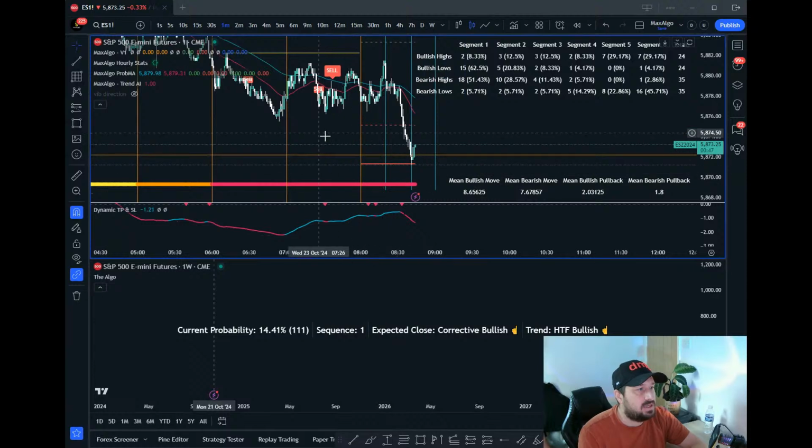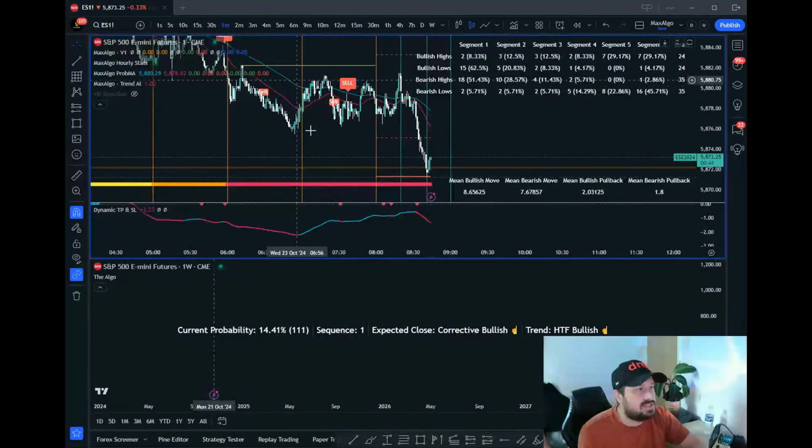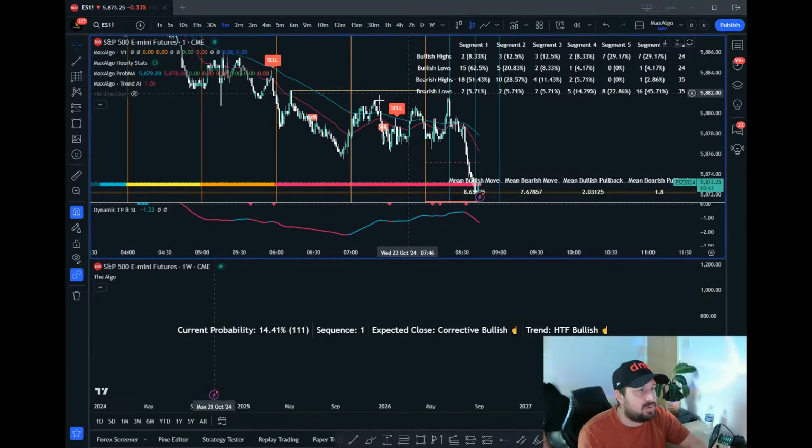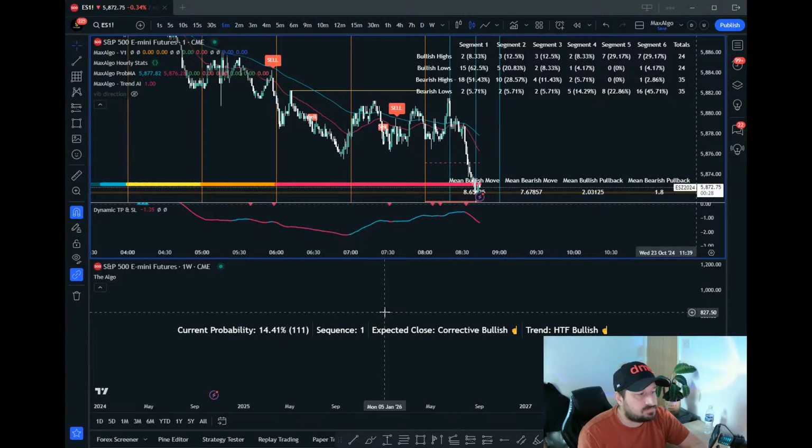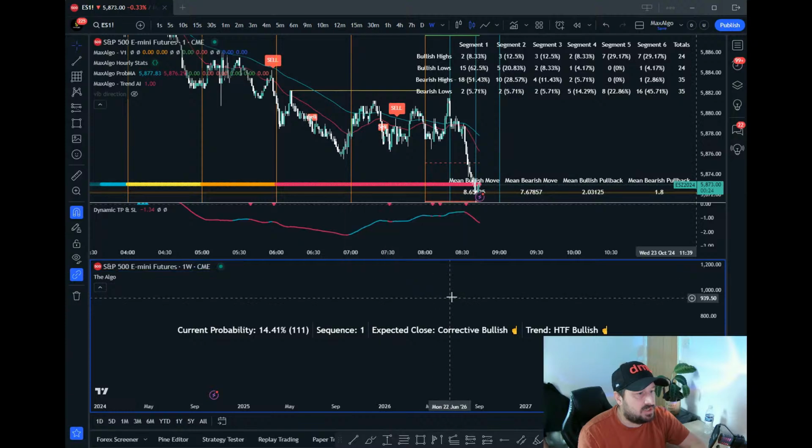In terms of day trading, this part of the algorithm is designed for day trading, whereas the actual algo can be used on any time frame. So at the moment we can see it's corrective bullish and a higher time frame bullish. So there is a high probability this week that we close bullish on ES. All you have to do is change the chart time frame and it will change with you.